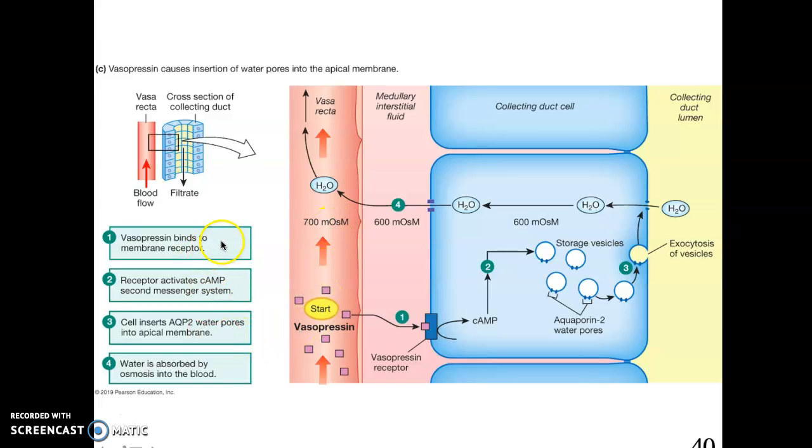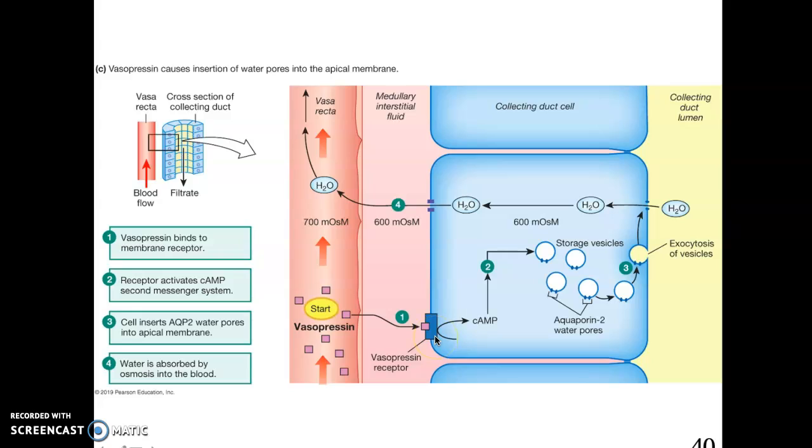So the first thing on step one is vasopressin, ADH, binds to the membrane receptor. So here it is traveling in the blood, right? In this region of the blood. So it's traveling along, and then what's going to happen is it's crossing this membrane, and it binds to the receptor that's on the collecting duct, the external wall, essentially, of the collecting duct.